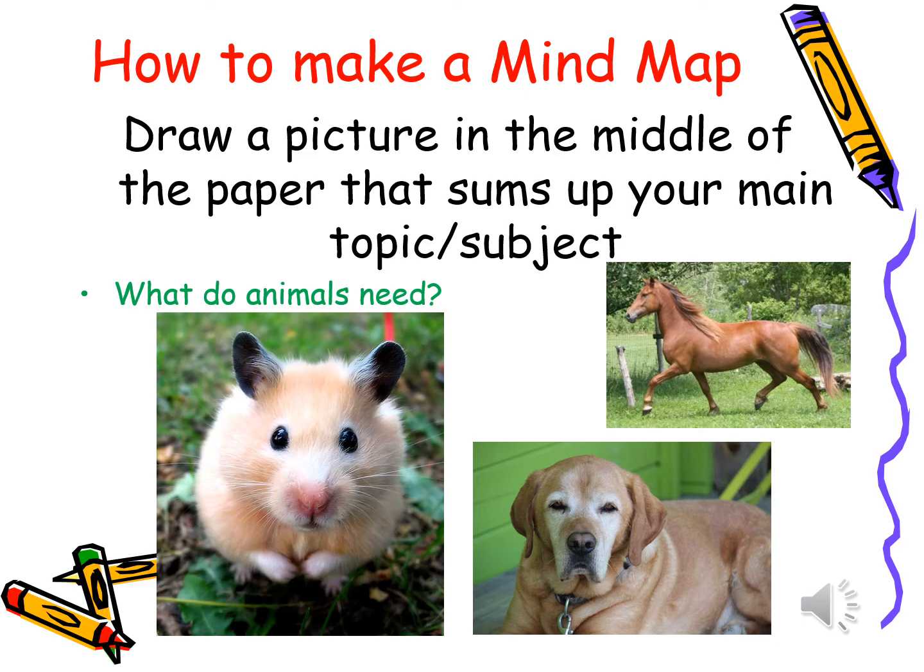Grade 2s, this is an example of a mind map. You don't need to do this slide. It's just telling you how to make a mind map. You draw a picture in the middle of the paper that sums up your main topic or subject. Here it was, what do animals need? And I've got pictures of animals, a horse, a dog, a hamster. You don't need to write anything just yet.